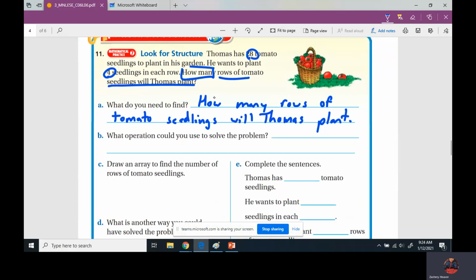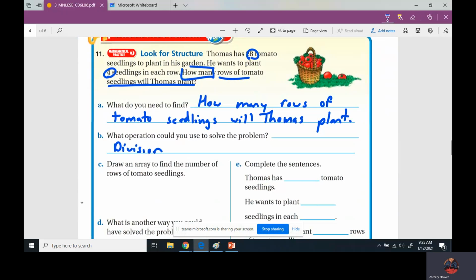It's this last sentence. What do we need to find? How many rows of tomato seedlings will Thomas plant? What operation could we use to solve this problem? Division. We're going to use division. Let's draw an array to find it.